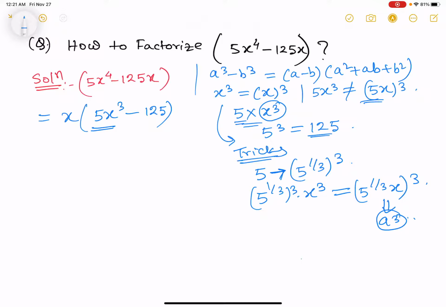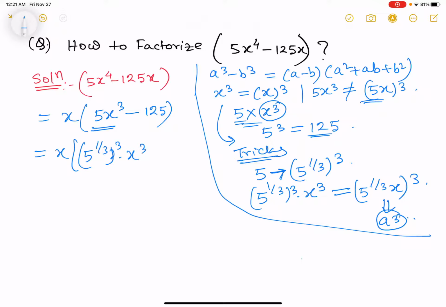We know the b cube term. So now we go to our given expression here. x into, so we can write (5 to the power 1/3) to the power whole cube into x cube minus 125, which is 5 cube. So after that, now x into (5 to the power 1/3 into x) to the power whole cube minus 5 to the power whole cube.